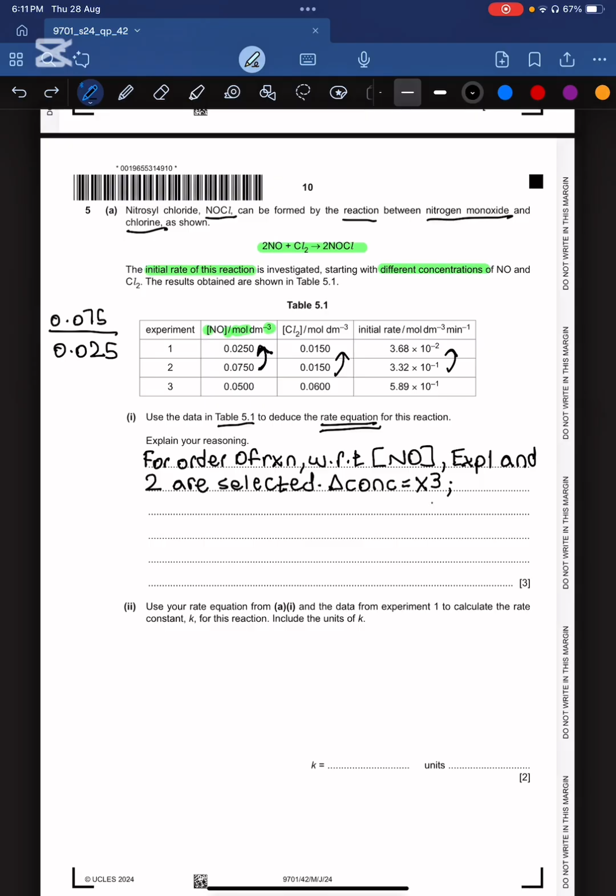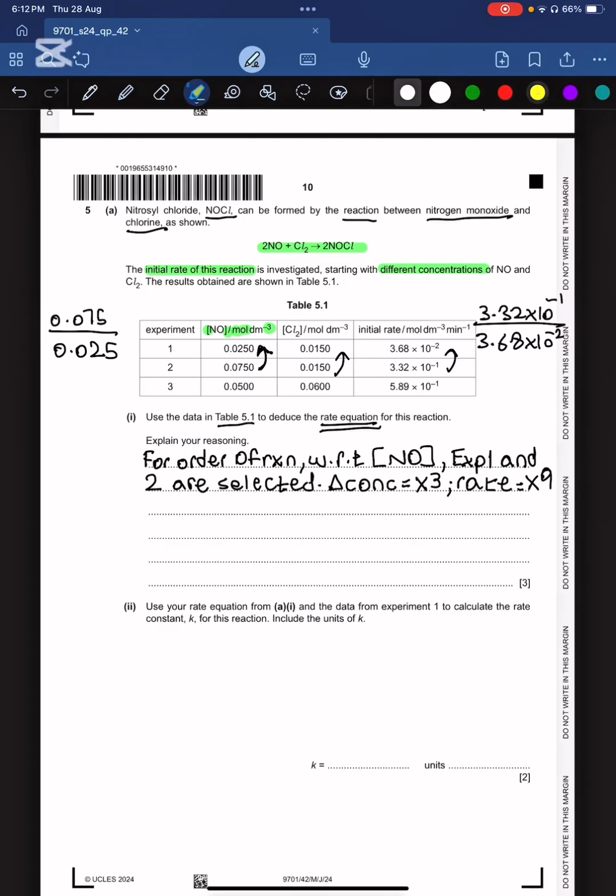I could also write 1 over 3, but then everything would have to become the reciprocal. I'm not doing the whole thing being reciprocal. What happens to the rate? 3.32 times 10 power minus 1 divided by 3.68 times 10 power minus 2. The rate decreases 9 times, or increases 9 times, when I'm going from experiment 1 to experiment 2.